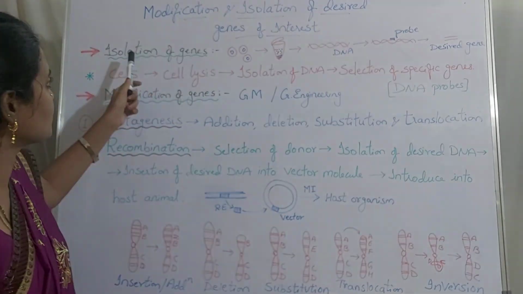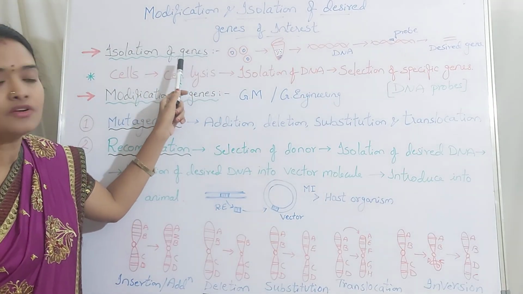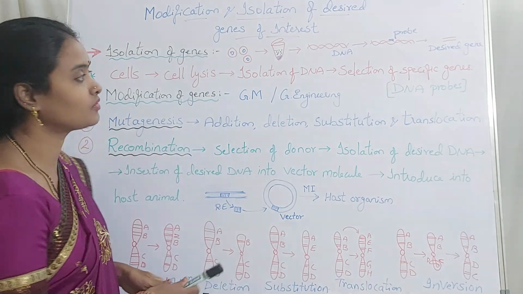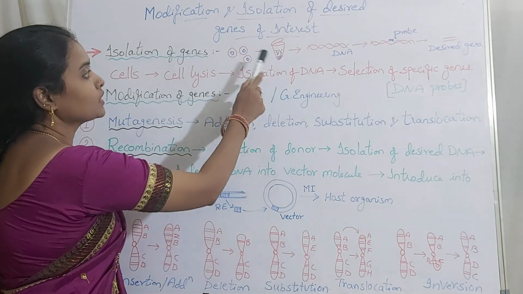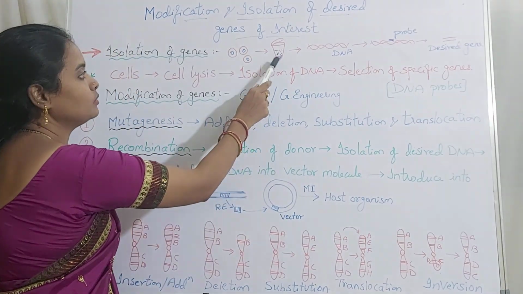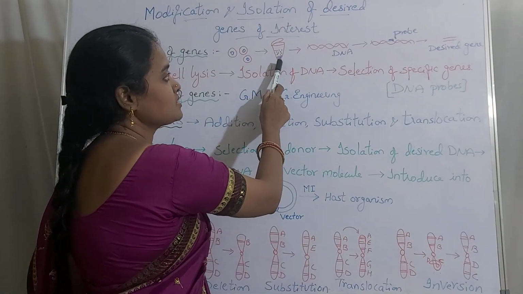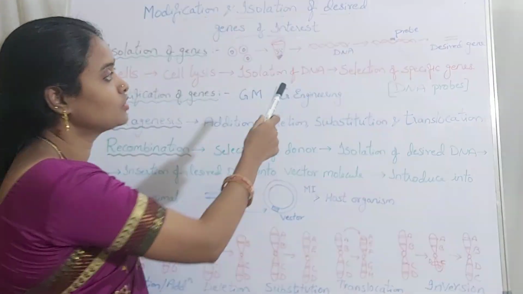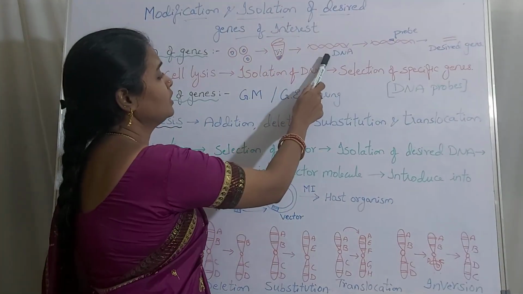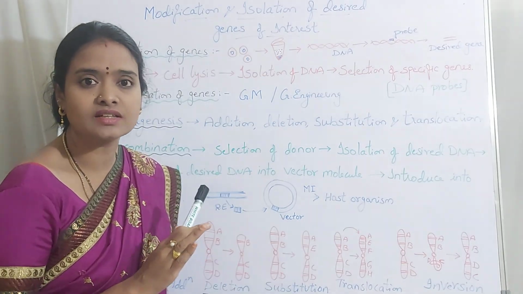So what is the process? First it is isolation of the gene of interest. For that you are going to select the host animal and collect the cells. Then from the cells you are going to undergo the cell lysis process so that the genome, the nucleus, will be out. Then from that nucleus, again by various steps, you are going to isolate the DNA. Right? So here you have only the DNA but not any cell organelles or cell debris.